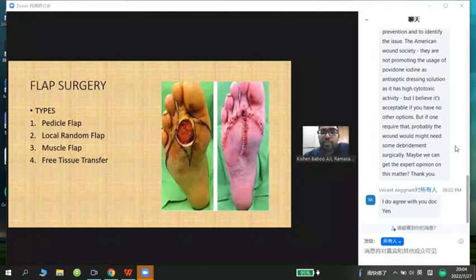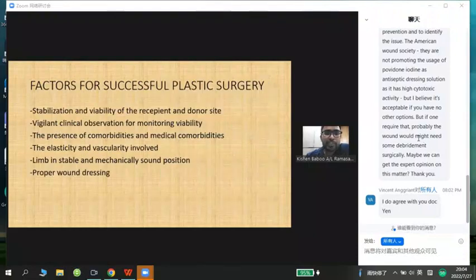So therefore, patients always have prolonged pain and also a high risk of recurrence of the wound. So in this type of patient, it is always recommended to refer them earlier to a plastic surgeon so that they can do a flap to retain the adipose tissue over that area. So, factors for successful plastic surgery.